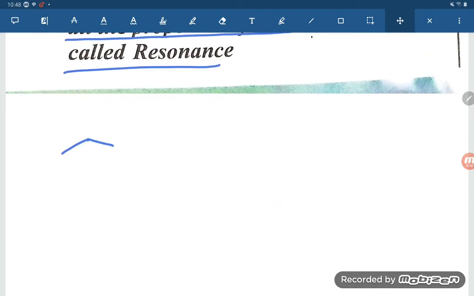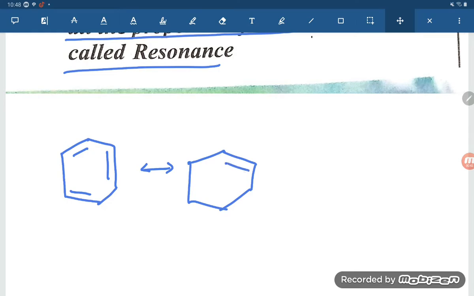Take a benzene structure. One structure is possible like that, where you can put the double bonds here. Another structure is also possible, where you put the double bonds here and here. As per the rule, how much is a carbon-carbon single bond? It is 1.54 angstrom. And the carbon-carbon double bond should be 1.34 angstrom.